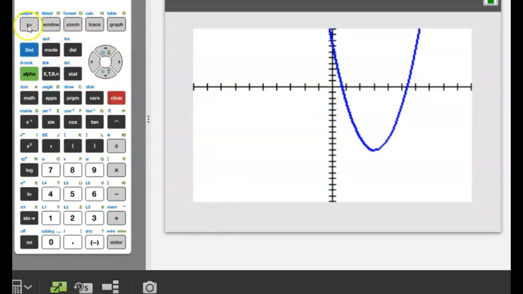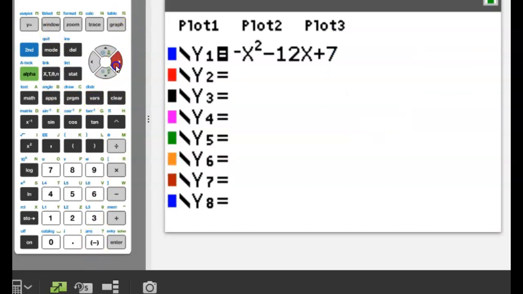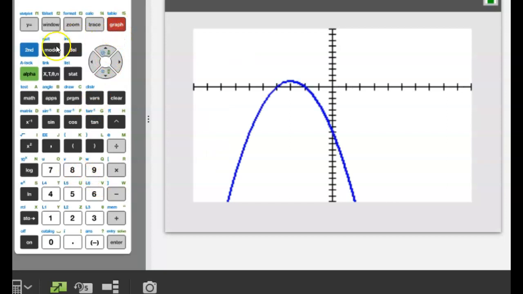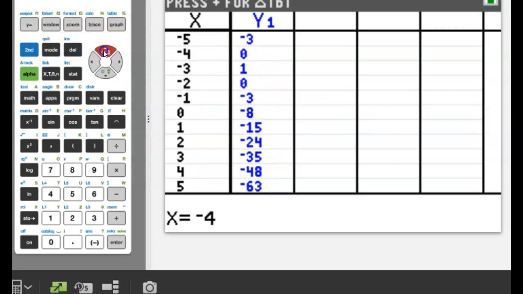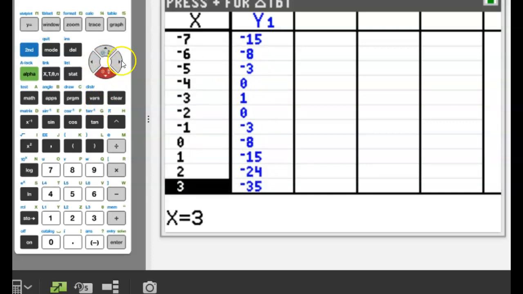Can anybody read me that equation real fast? It was negative x squared, then what? Minus 6x minus 8. Okay. You can graph it, but you can also then, if you go to second graph, you can use the table to find ordered pairs. Everybody know what I'm talking about? Does this look familiar? There's some nice ordered pairs I could plot.